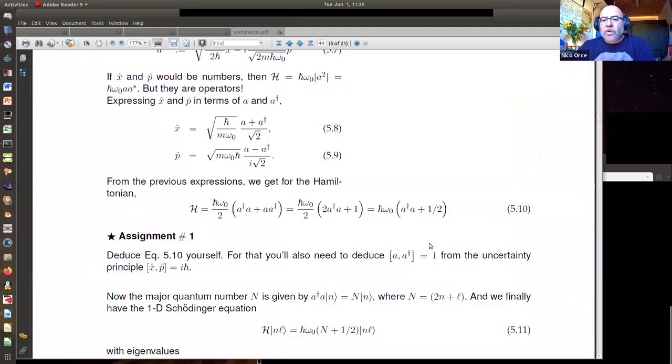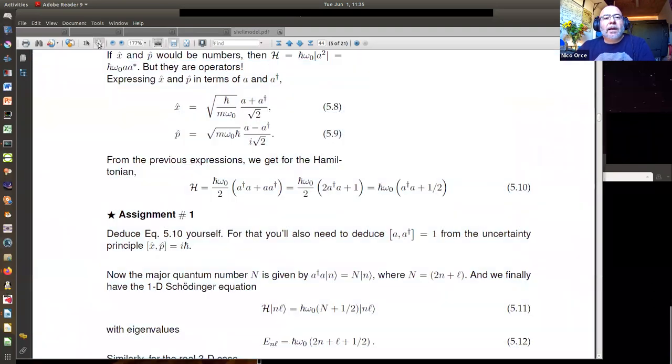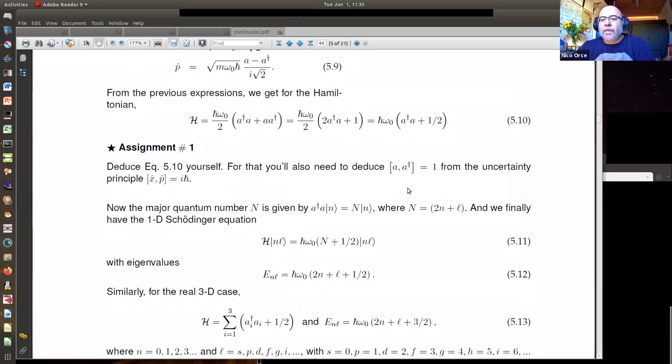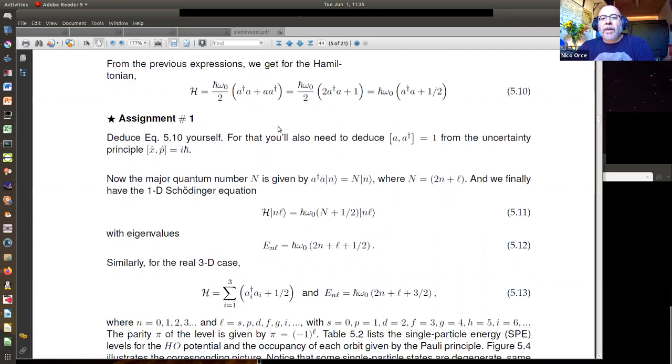Not only that, we are going to use the fact that the commutator of A and A dagger is equal to 1. We are going to use the uncertainty principle to deduce this. So basically, you know that this is A A dagger minus A dagger A, right? So you get the commutator, and you have to see that this is equal to 1, because then you can put this here and deduce the final equation for the Hamiltonian, which is h bar omega naught times A dagger A plus 1/2.